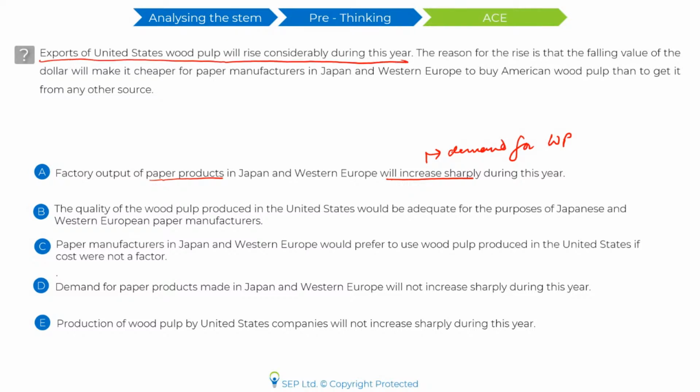The quality of wood pulp produced in US would be adequate. Adequate means sufficient for the purpose. If it is sufficient, then definitely they are going to buy from it. So B is also on hold.